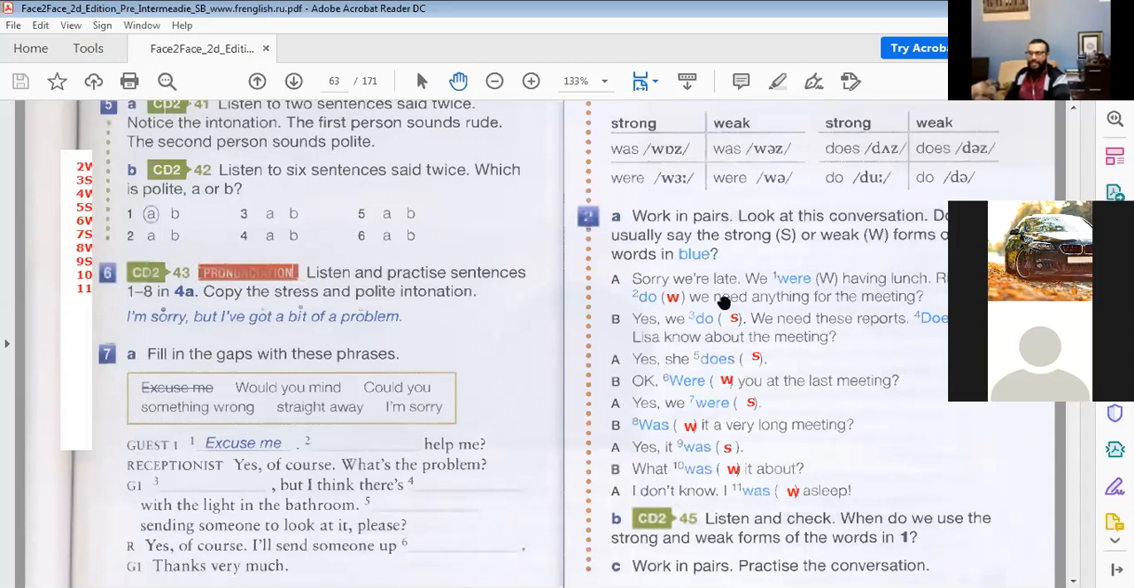Okay, so you can see this is an example, again, with strong and weak forms. I think it needs more training. It needs a lot of training, I think, to get it. Yes, to get it correctly, it needs training.